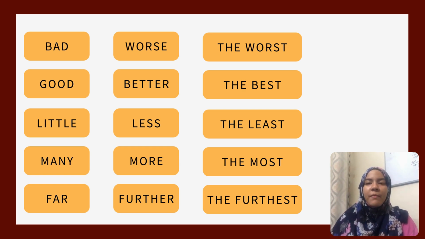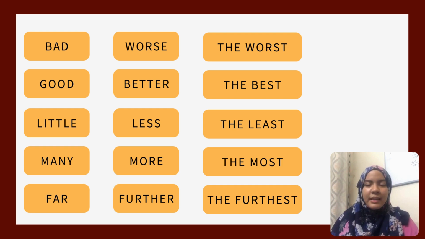It's also the same for adjective good. The comparative and superlative cannot be gooder or the goodest. It will be good, better, the best. Next, for the adjective little, the comparative is less and the superlative is the least. We also have the adjective many. The comparative form for many is more and the superlative form is the most.